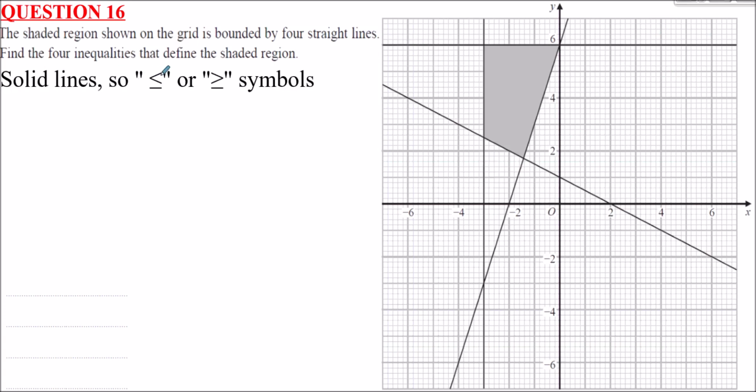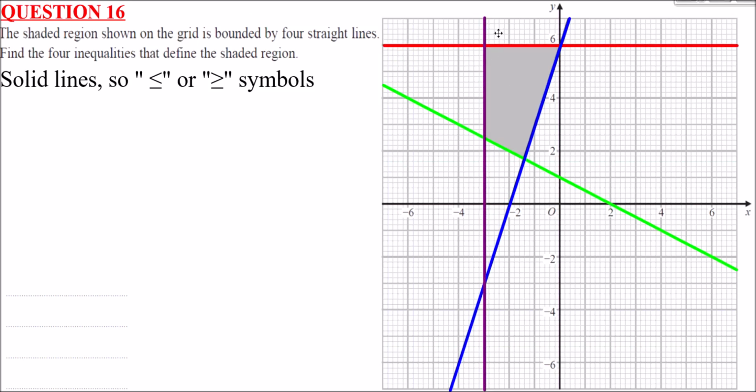So all of these inequalities are going to be using these symbols. If these were dotted lines, it'd be symbols strictly greater than or strictly less than. But because they're filled in solid lines, it's less than or equal to, or more than or equal to. Because all these are black lines, to help me explain, I'm going to go over them in different colours: a red line, green, blue and purple.